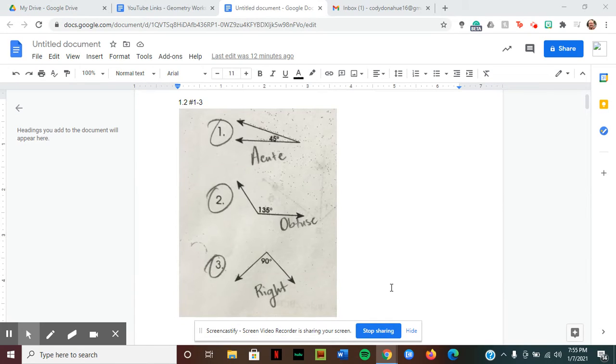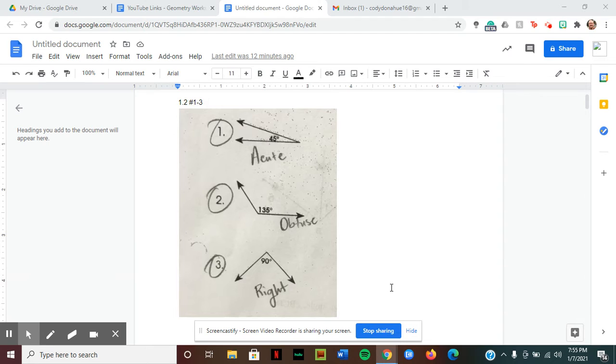All right, so for section 1.2, we're talking about angles. This section is all about introducing the different types of angles that we see. With the first couple, numbers 1 through 3 on the 1.2 worksheet, we are given an angle with a set measurement, and we are to classify them as acute, obtuse, right, or straight, depending on what their angle measure is.